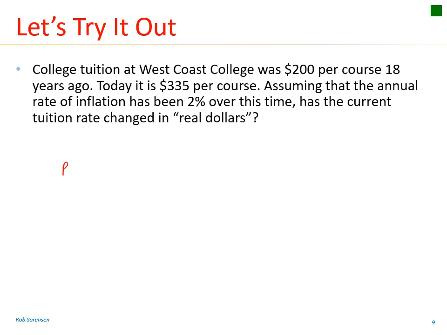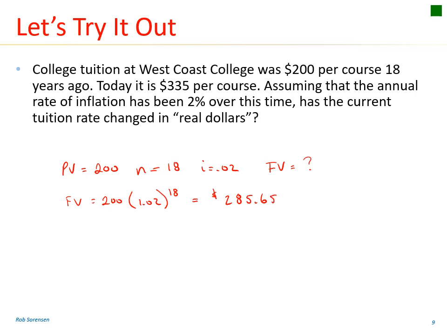I'm just going to say, look, the present value here is the original $200. We've got 18 years on the go and an annual rate of 2%. Can I work out what tuition should be today if it had only gone up by inflation? Sure, that's going to be 200 times 1.02 to the power of 18, which works out to be $285.65. So that's what tuition should be, but unfortunately, it's now $335.